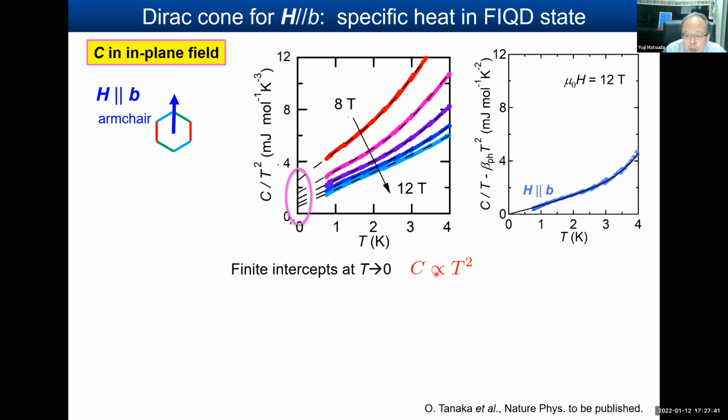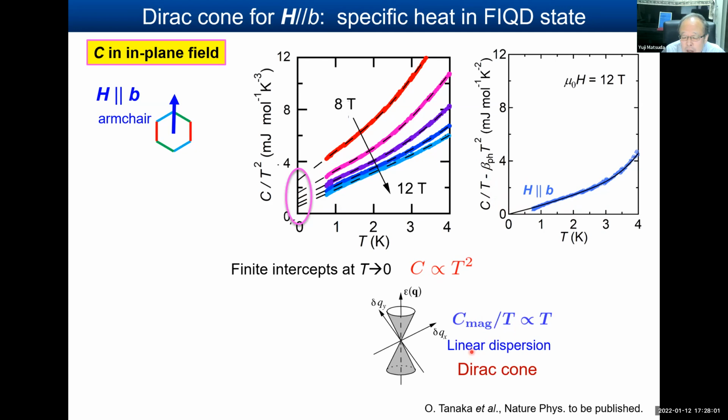If we subtract the phonon term, the specific heat shows that T squared term. This indicates that the magnetic contribution of the specific heat shows a linear dispersion of the quasiparticle. In other words, the Dirac cone appears in the magnetic field parallel to the b-axis.